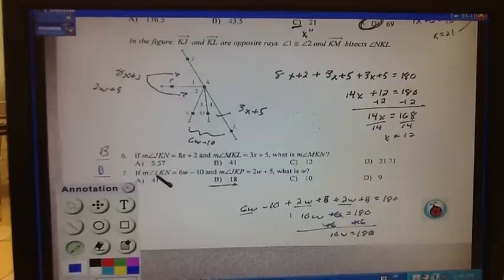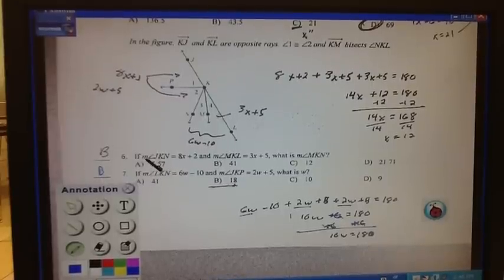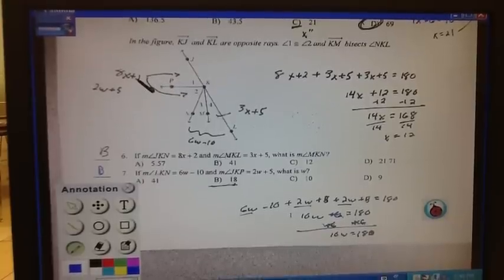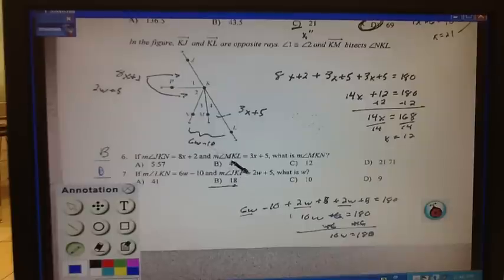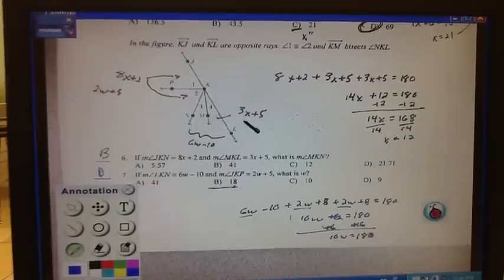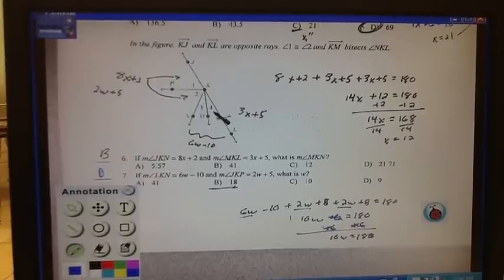Alright, if we look at 6, it says if JKN is this, let's see, JKN. So both of these are the 8x plus 2. I wrote it in, I drew two arrows. Alright, we got MKL. We find MKL, so angle 4 is the 3x plus 5. We're asked what is MKN. So we're asked to find angle 3. We're given 1 and 2 put together and 4.